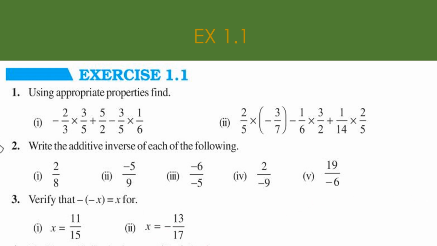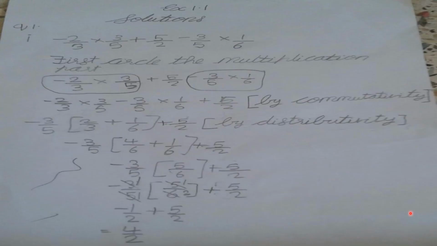Okay, let's go to these questions. So here you go, these are the solutions. Question number 1: negative 2 by 3 into 3 by 5 plus 5 by 2 minus 3 by 5 into 1 by 6. First, circle the multiplication parts. Here these multiplication parts are circled. So we will take it as the question, and we circle this part.